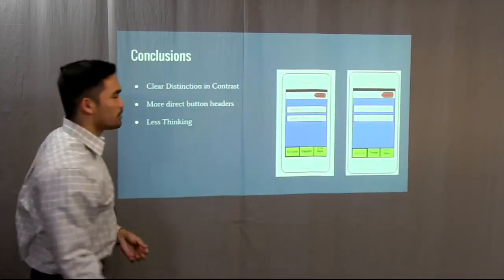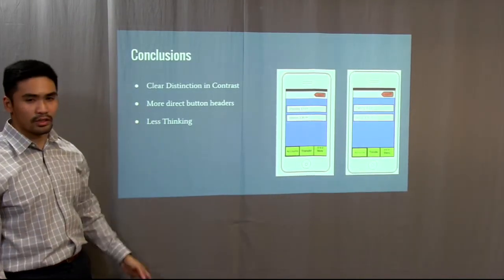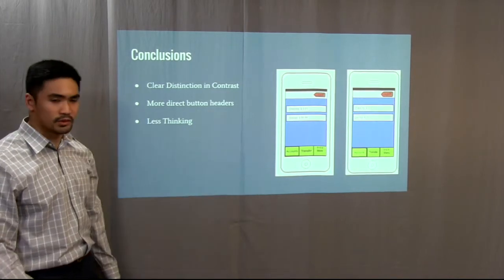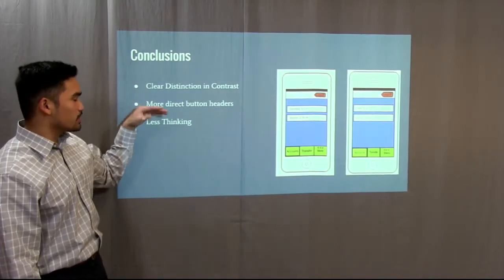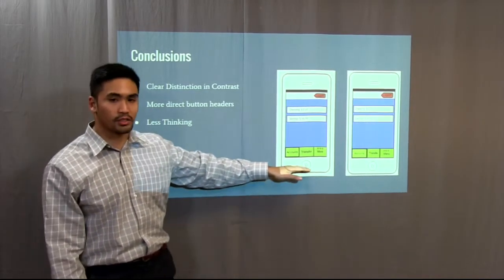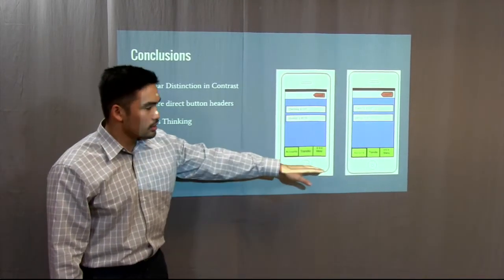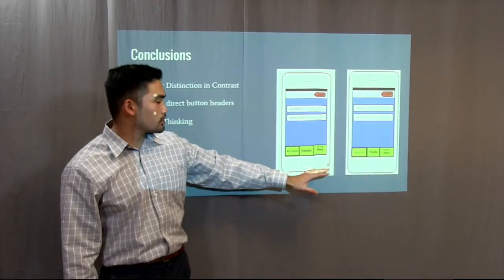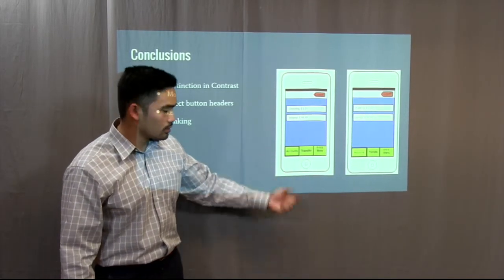So in conclusion, we came up with a redesign for our application, and I know it's really hard to see, but again, we'll send a copy of the presentation. There are really two main things that we changed. One, we made a clearer distinction in the contrast of the buttons to show where they are in the application. In the new design, it's a lighter shade of green, and the other buttons are a slightly darker shade of green.